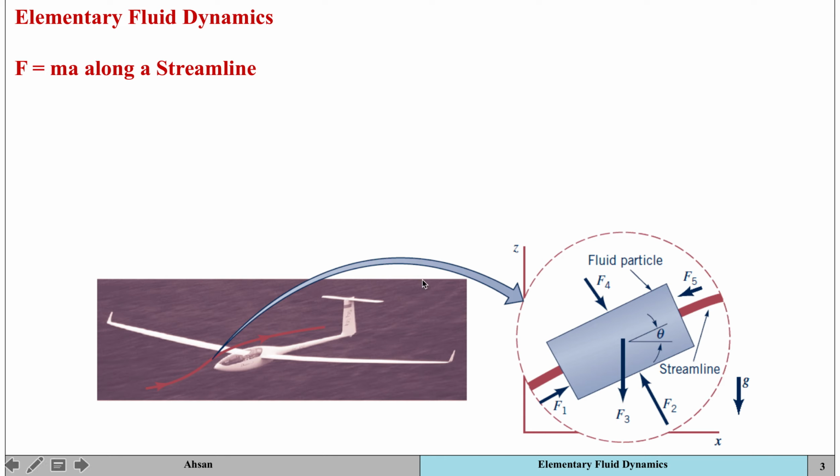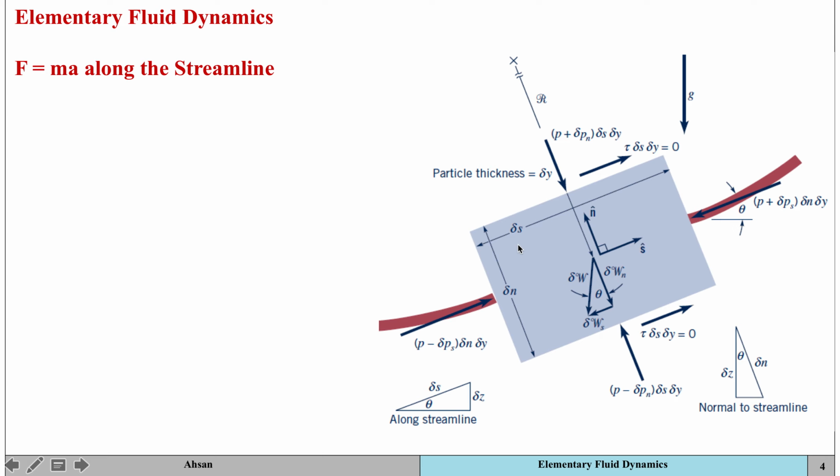So then we first of all look at the small fluid particle along the streamline. And if we were to do that, let's say this is the small fluid particle that we've got. The size of this fluid particle is delta S by delta N, and this is in the S streamline and normal plane.